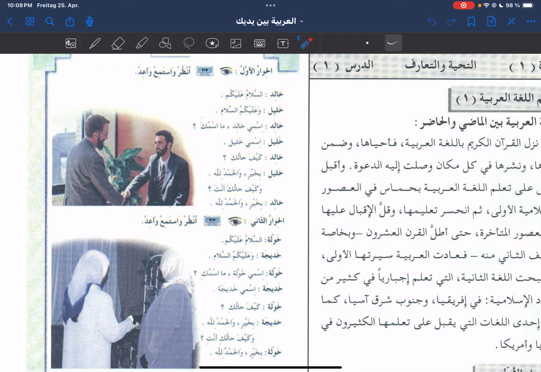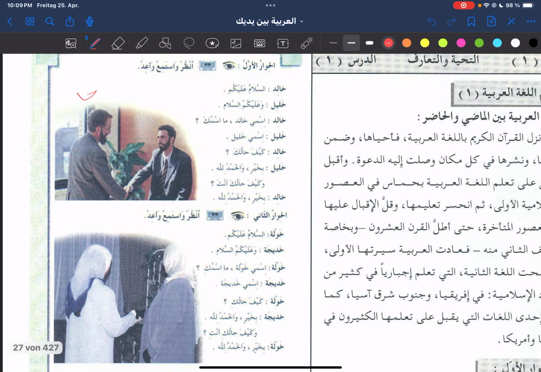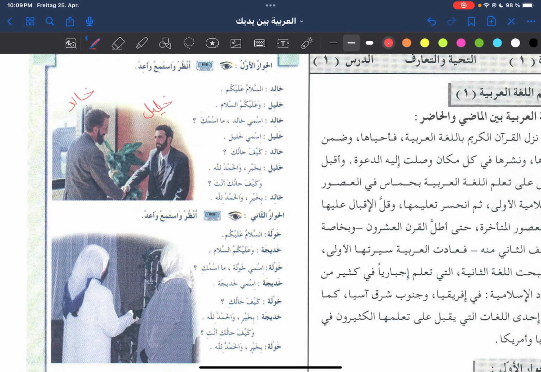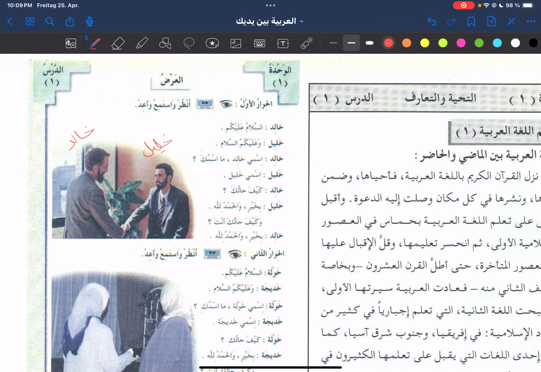And that's exactly the kind of student I want here to make this journey amazing. So, first of all, we have two people. As you see in this picture, we have Khalid and we have Khalil. I don't know who's Khalid and who's Khalil, but let's assume this is Khalid and this is Khalil. The first one, Khalid, says, Assalamu alaikum. And then Khalil replied, Wa alaikum assalam. Then Khalid started to introduce himself. He said, My name is Khalid. Ismi Khalid. Ism is name.